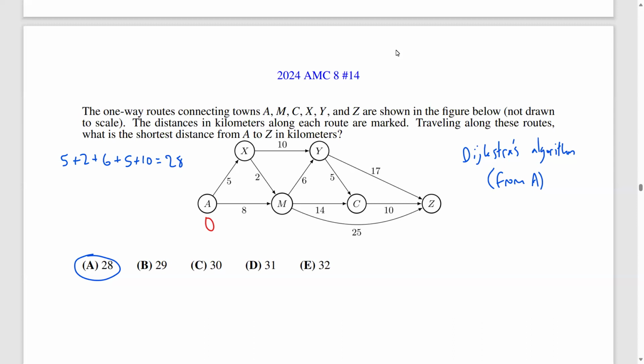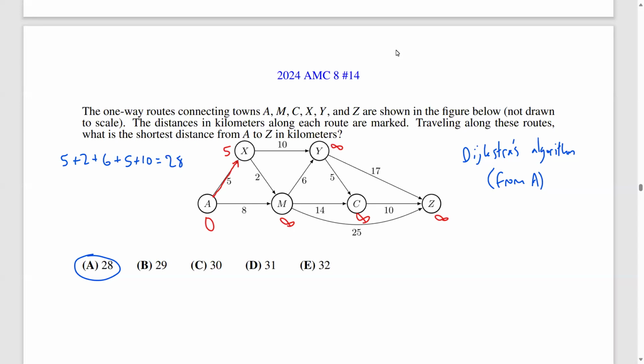So starting from A, we're going to first assign a value of infinity to every other town. This infinity just means that it has not been reached yet from A. Now, starting from A, we can go from A to X with a path of length 5. So we're going to update the distance from A to X with the number 5.